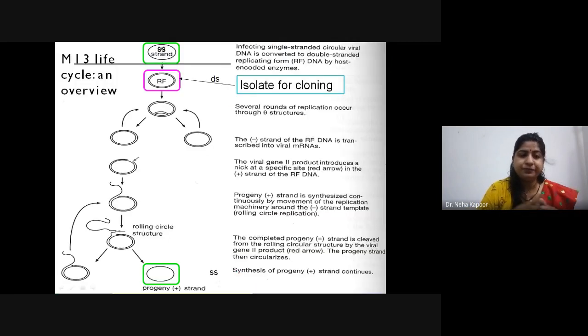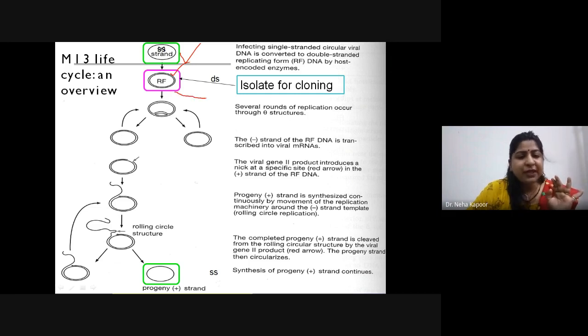This is the complete life cycle, because we were saying its double-stranded replicative form can be used as a plasmid, that we can use as a cloning vector. So the starting point is single strand, SS meaning single strand. The infecting single-stranded circular viral DNA is first of all converted to the double-stranded replicative form by a host-encoded enzyme. As you can see, the double replicative form is formed.